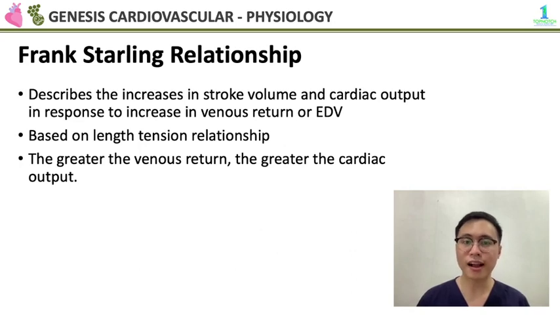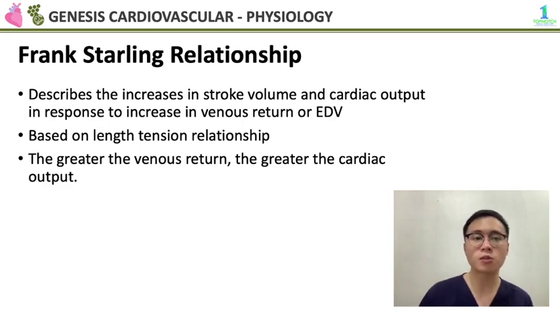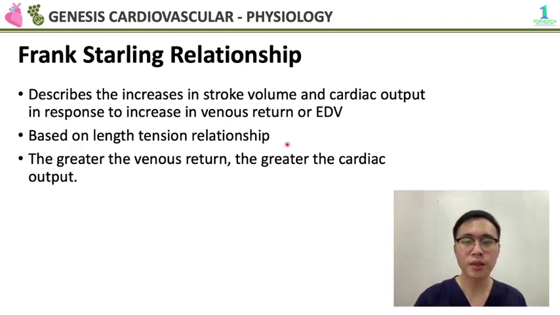Let's talk about the Frank-Starling relationship. So this basically describes the increase in stroke volume and cardiac output as a response to an increase in venous return or end diastolic volume. So basically, this is a length-tension relationship, and the greater the venous return, the greater the cardiac output. Okay? So, pag sinabi nating end diastolic volume, no? Same lang yun, same as saying venous return.